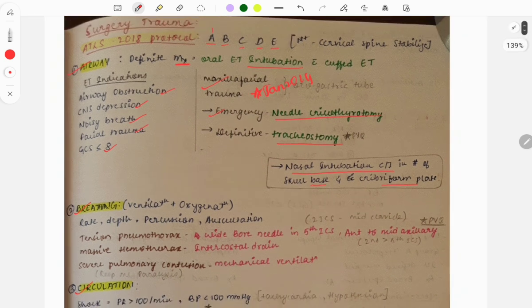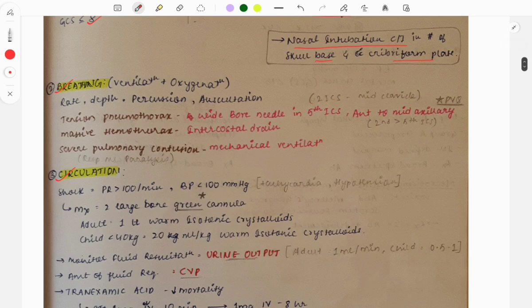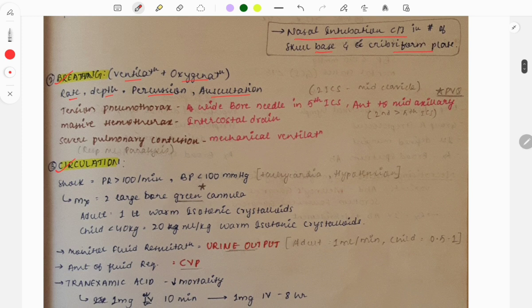Then the next important thing is the breathing. So while breathing, the things you will need to secure for breathing is do the ventilation and oxygenation. So we will be looking at certain parameters, and those are the rate, depth, percussion and auscultation. Then the famous question asked from this breathing is, whenever a patient with tension pneumothorax is coming to the emergency, how will you manage the patient?